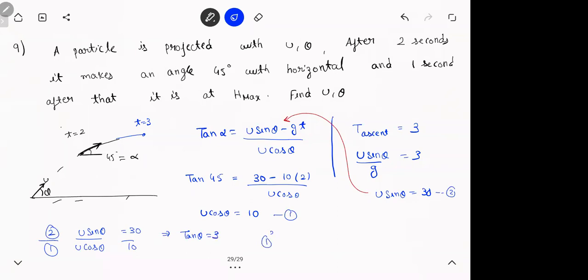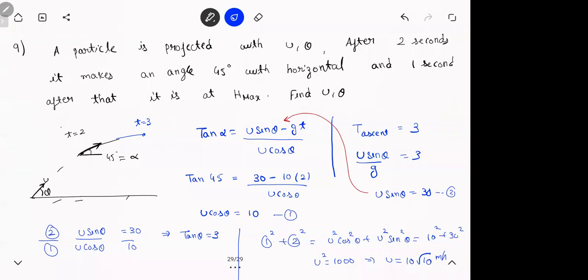Next, if you take equation 1 squared plus equation 2 squared, then you get u squared cos squared theta plus u squared sin squared theta will be 10 squared plus 30 squared. Sin squared theta plus cos squared theta is 1 only. So u squared is 1000. So the speed will be 10 root 10. I just scribbled everything here, but I hope it is clear. So if you divide equation 2 by equation 1, you get the angle. If you square and add equations 1 and 2, you will get the speed.